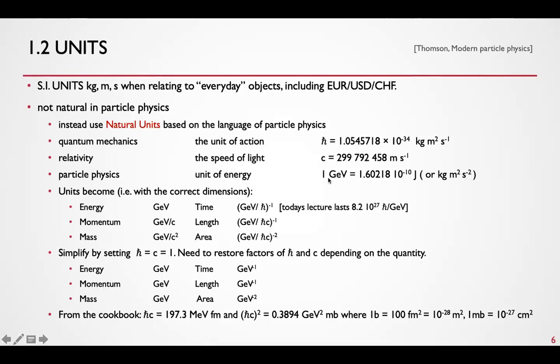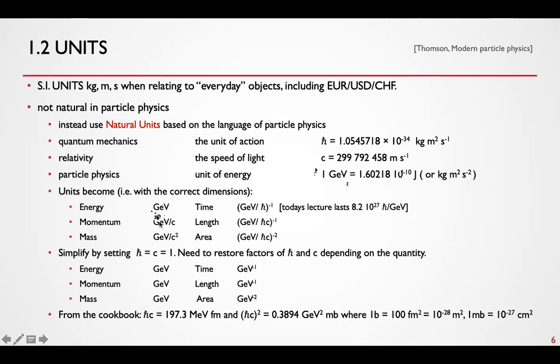the energy that an object with a charge of 1 electron accumulates if it traverses a potential of 1 volt. Okay, that's 1 electron volt. It is just a unit for the energy. Now we use GeV, and you can see it here. It's a certain number of joules, so it is an SI unit. So the unit of energy is GeV.